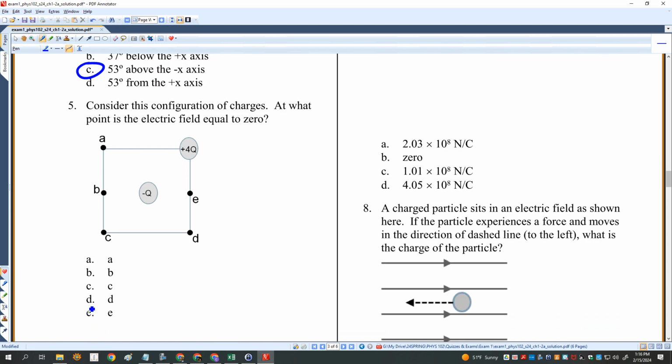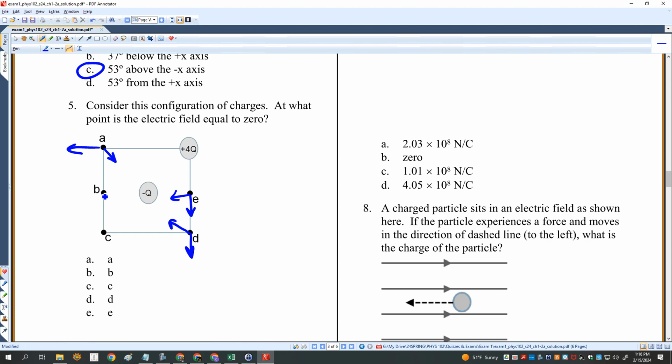Where is the electric field equal to 0? Okay, well, we just sort of have to draw it. Here, the electric field is in that direction, and it's in that direction, not there. Here, in that direction, that can't go to 0. Likewise, D can't go to 0. C, oh, I should do B.